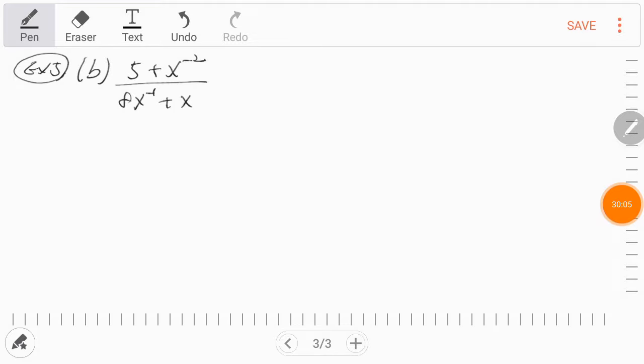I skipped example 5, letter B. So let's simplify this. This is very similar to the exercise that we just solved. So this has a negative power, a negative exponent, so let's make it positive. So 5 plus 1 over, you can put this to the denominator, then the exponent is positive 2, over, and even this one, move x to negative 1 to the denominator. Then it becomes x to the first power plus x.